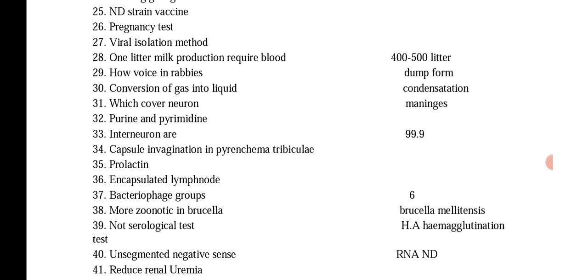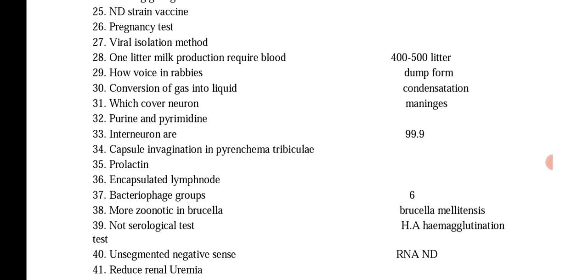Which covers neuron? Meninges cover neuron, so their inflammation is known as meningitis. Purine and pyrimidine, don't know. Interneuron are 99.9. Capsule invagination in parenchyma. Trabecula, don't know. Prolactin, don't know.